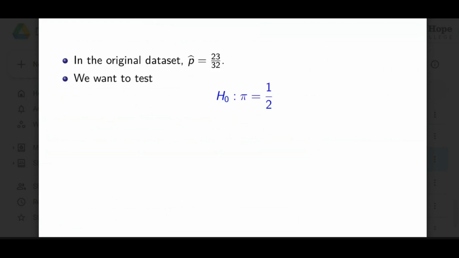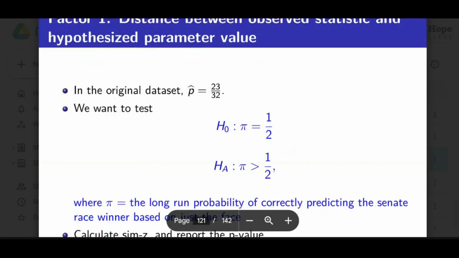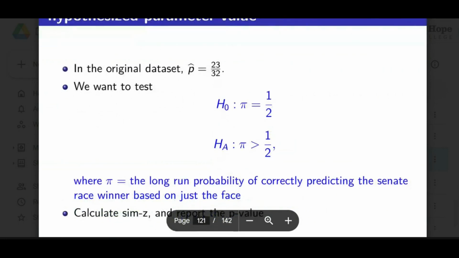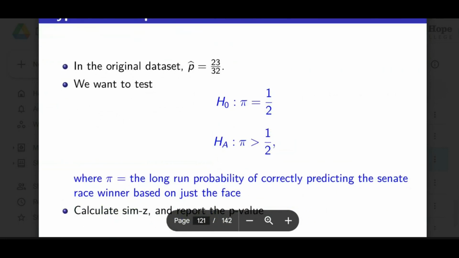What do we want to test? We want to see, are we doing better than just guessing? So you see, what is pi? Pi is always a long-run probability of what? Well, some kind of proportion of correctly predicting the Senate race winner based on just the face. In the long run, how well do I do? If there were no advantage to this method, I should get about 50% of the races correct. You see the logic? If there's nothing to this method, then I'll get it right about half the time because there are 2 faces for each race, you see. But if there's something to this method, then I'll do better than 50%. So calculate SimZ and report the p-value.